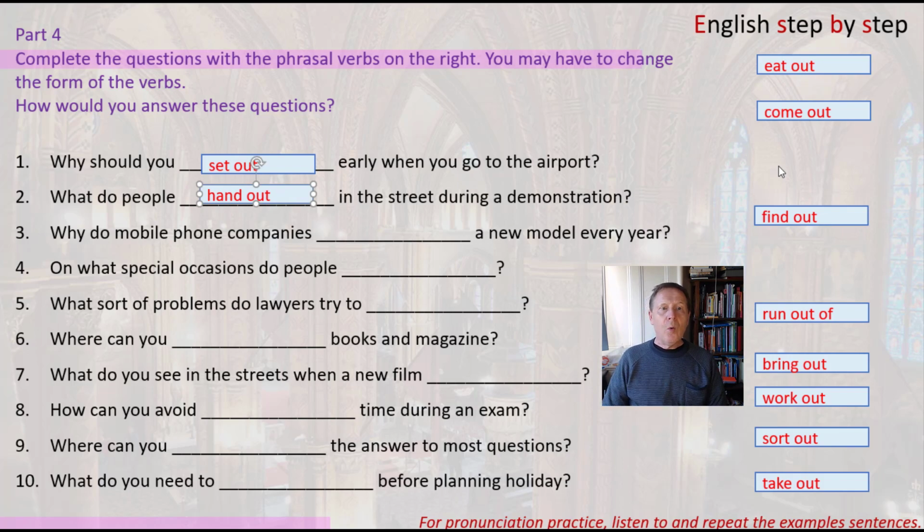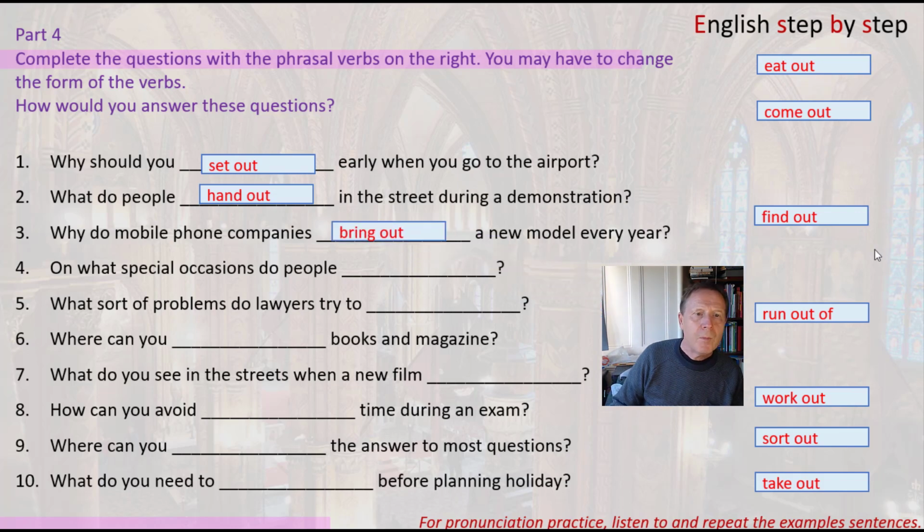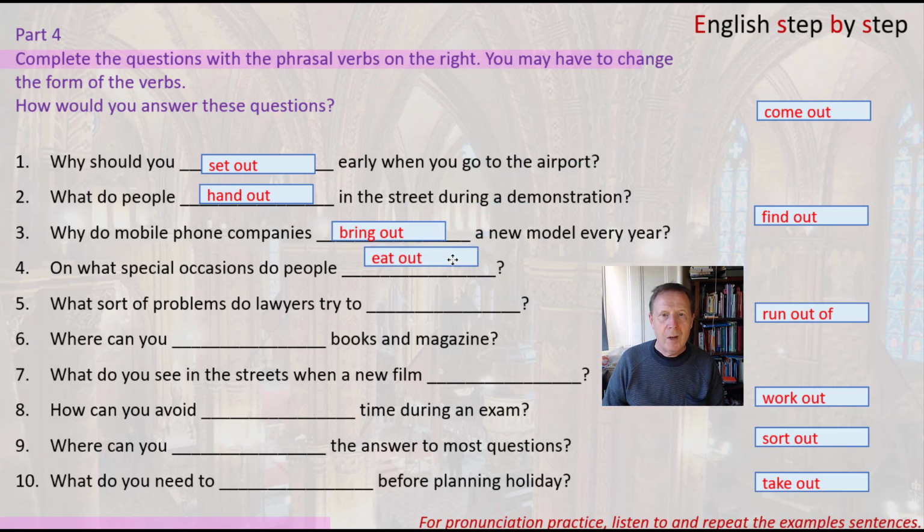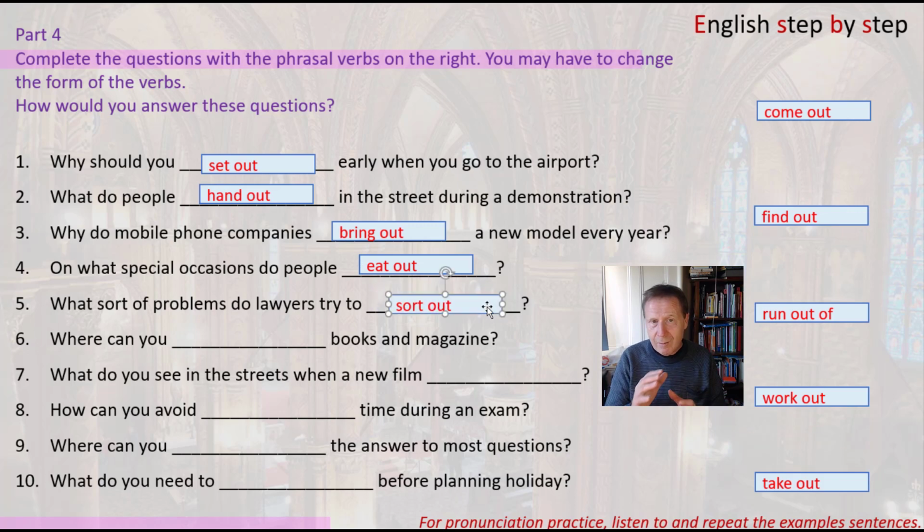Number 3. Why do mobile phone companies something a new model every year? Well, they produce a new model, so we can use the phrasal verb bring out. Why do they bring out a new model every year? Number 4. On what special occasions do people, well, in this case we can use eat out, because people go to restaurants on special occasions. Number 5. What sort of problems do lawyers try to, well, in this case we can say sort out, because they have to organize the information and sort out the problem.